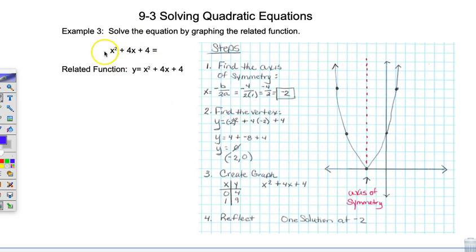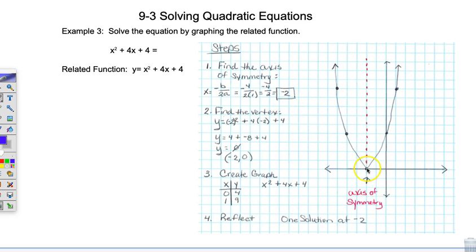Here's my equation right here. My a value is 1, my b value is 4, and my c value is also 4. Again, I start by finding the axis of symmetry using this formula you learned last week, and I got -2. With x being equal to -2, I plugged it into my original formula to get my y value, which ends up being 0. This is my vertex. The x value is always your axis of symmetry.